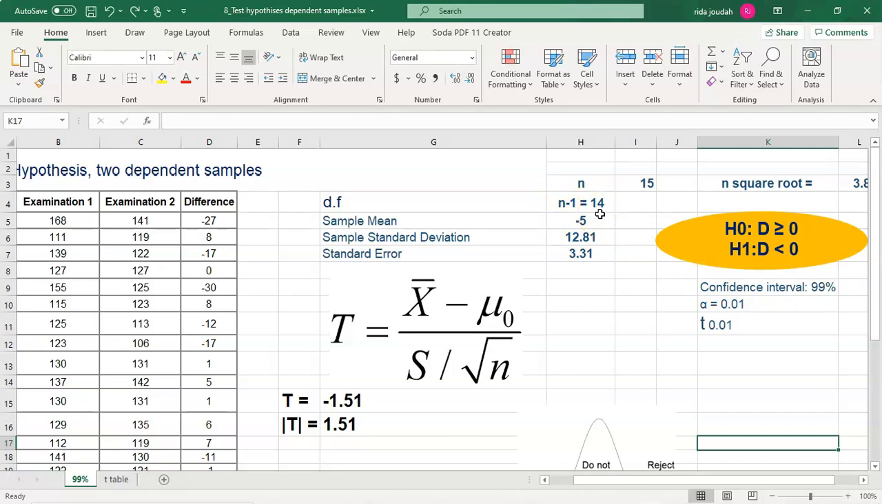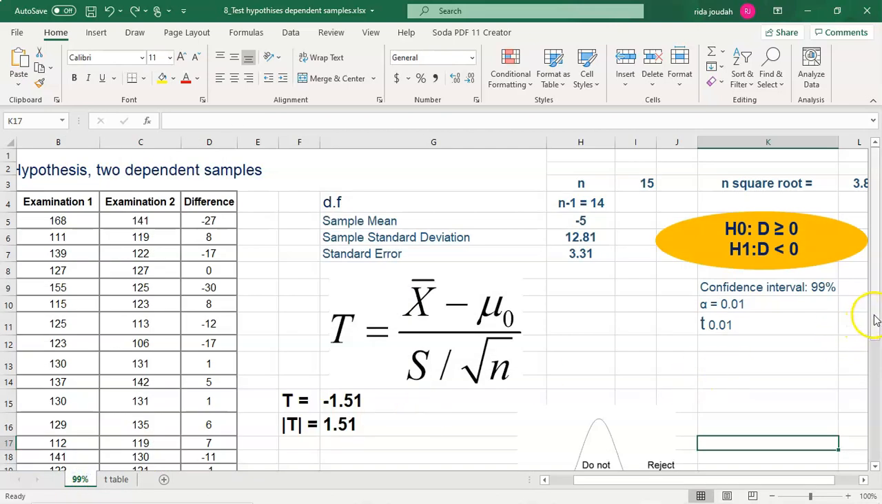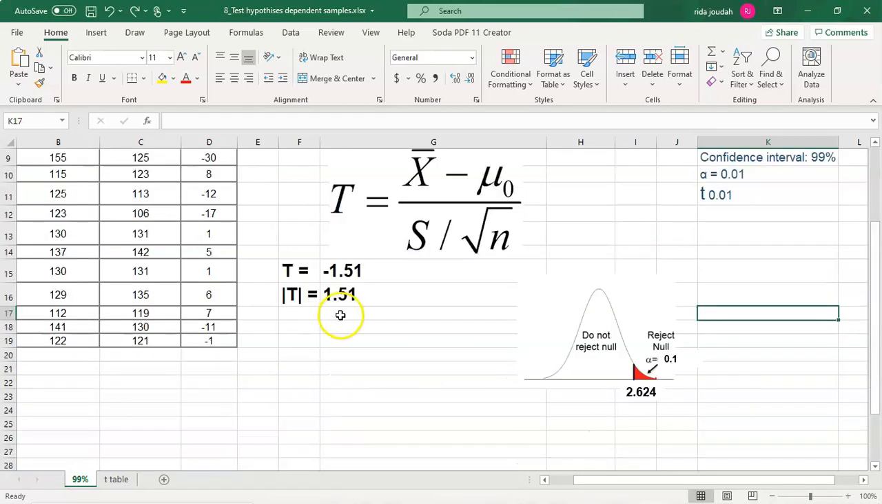So let's find the value when the degree of freedom is 14 and alpha is 1%. So the degree of freedom here is 14 and alpha is 1%. So the value that we need is 2.624. Let's go back and see if we can accept or reject the null hypothesis. The absolute value of t is 1.51, so it is located here. It is smaller than 2.624. In other words, we don't reject the null hypothesis, so we accept it.